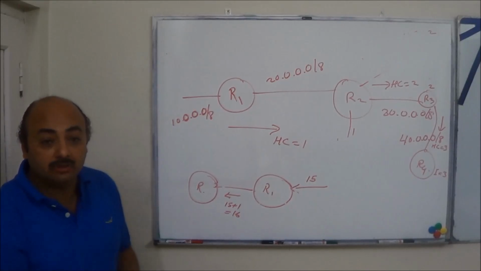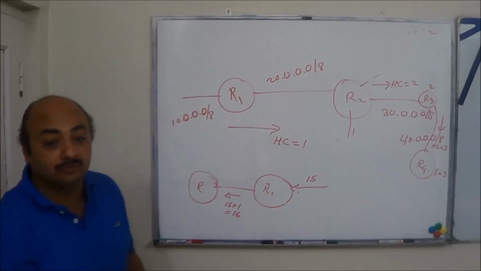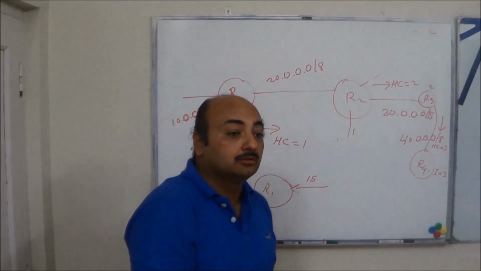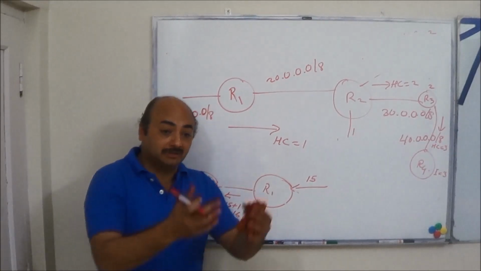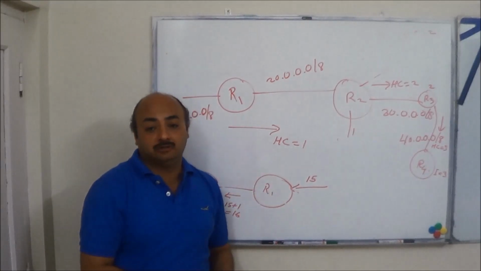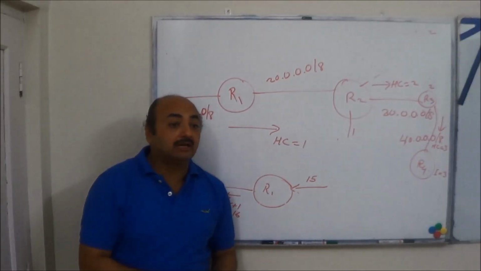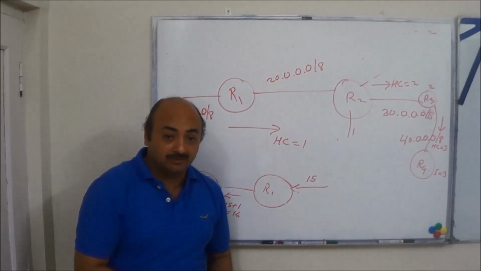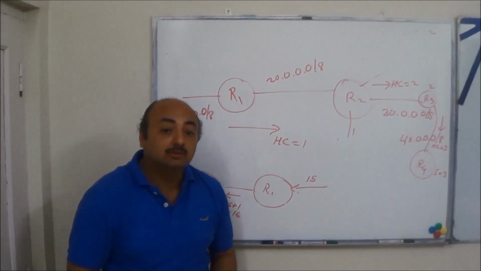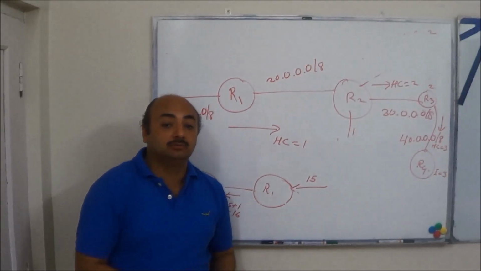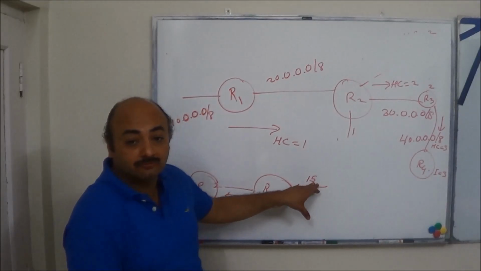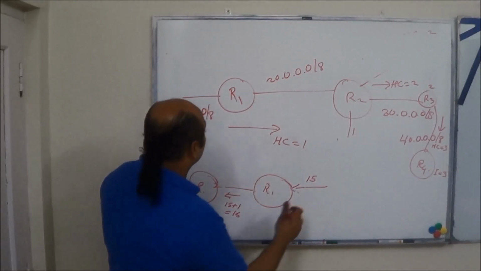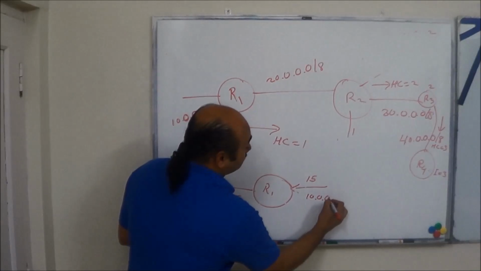So what is the maximum that we can advertise legally, which will be accepted? 15 is the one that can be advertised, because 15 will be received and installed as 15. But then that router will add one and advertise, and the receiver will say, oh, it's unreachable for me. So this 15 is for what? For the 10 network.